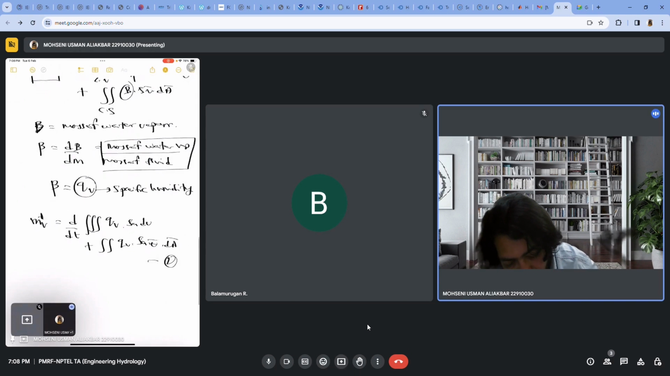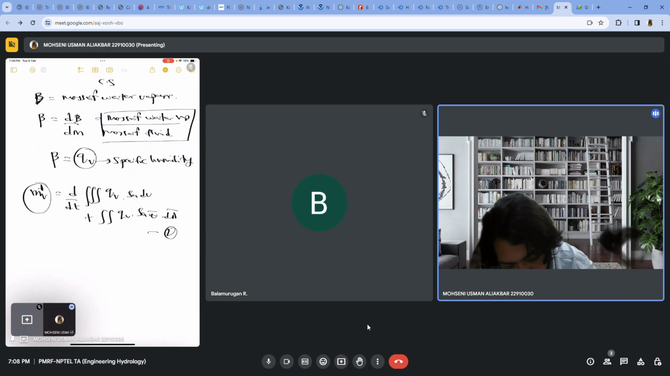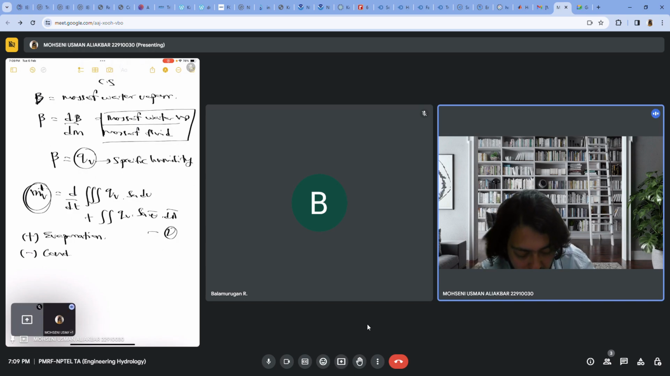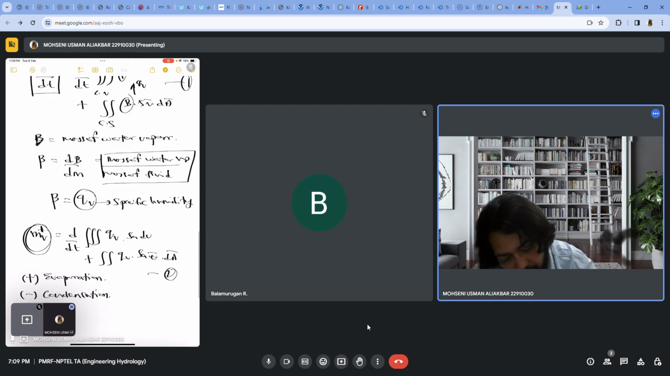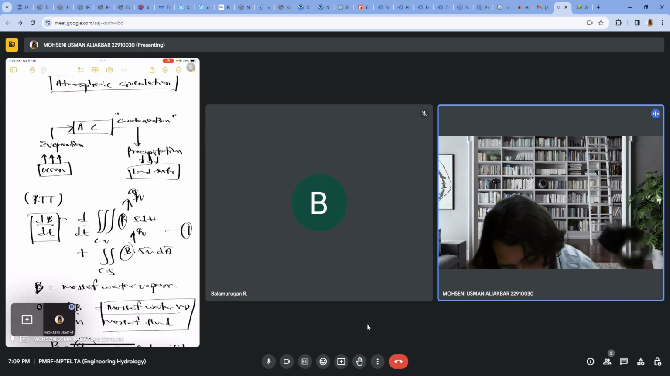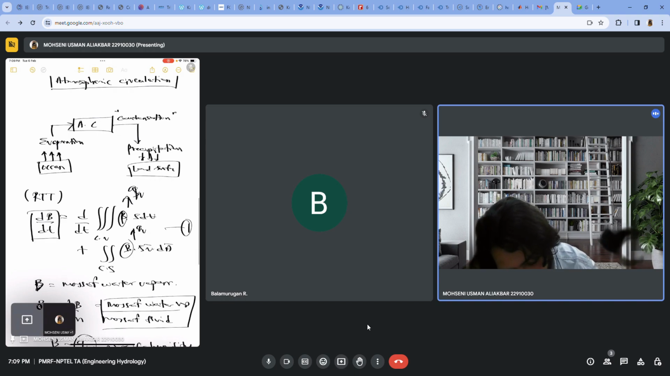But the important thing to remember here is that the mass of water vapor can be added into the atmospheric circulation or it can be removed. When it is added, the process is called evaporation, and when it is subtracted, it is called condensation. From the diagram we can see evaporation is the process by which water gets added to the atmospheric circulation, and condensation is the process from where the water gets removed from the atmospheric circulation.